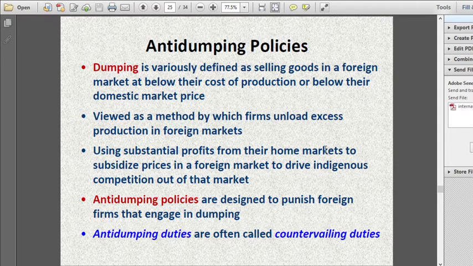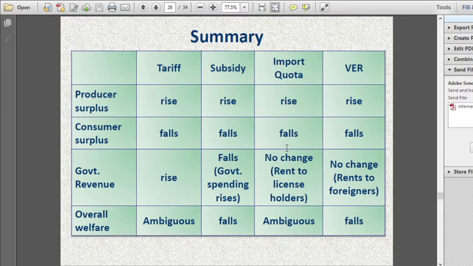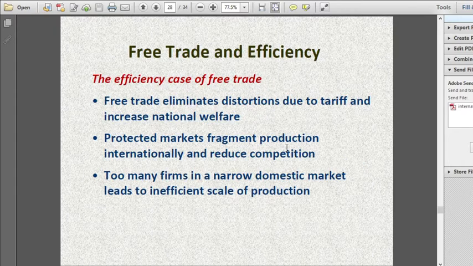Anti-dumping policies are designed to punish foreign firms that engage in dumping, and anti-dumping duties are called countervailing duties. So, we have free trade efficiency. The efficiency of free trade: free trade eliminates distortion due to tariffs and increases national welfare. Sabi daw, yung free trade daw, para daw sa ikabubuti ng lahat-lahat.